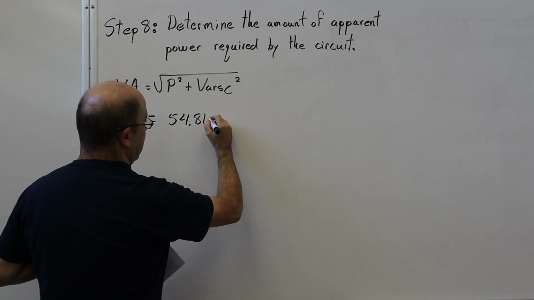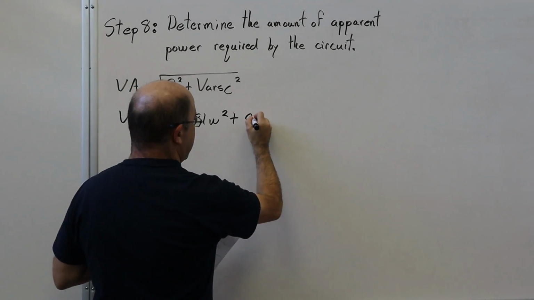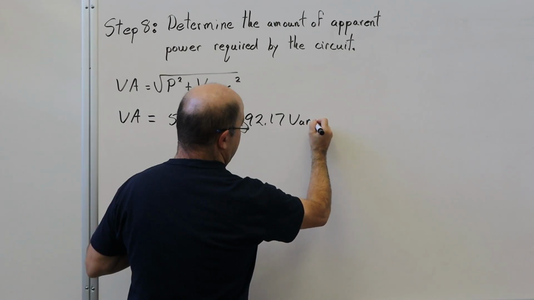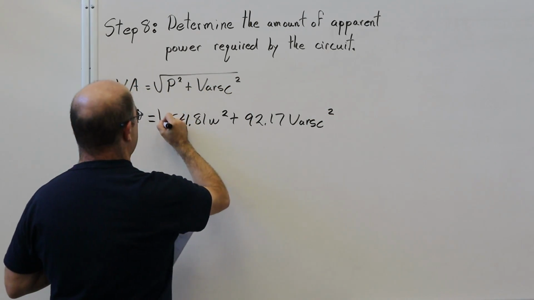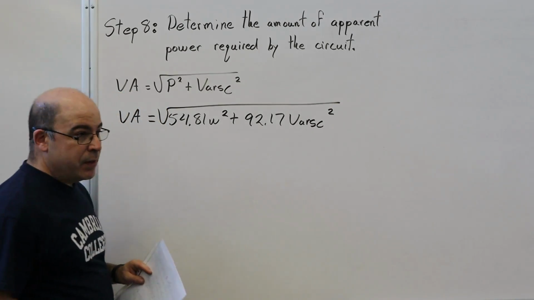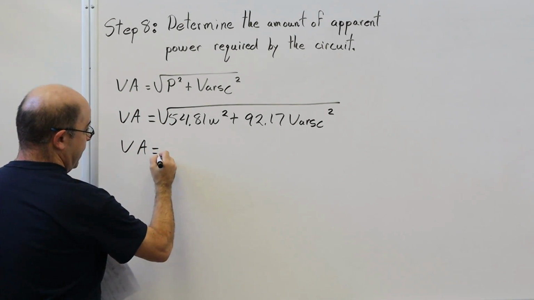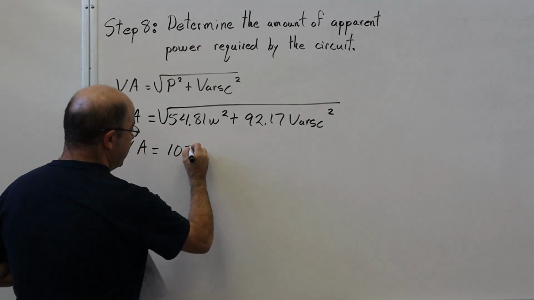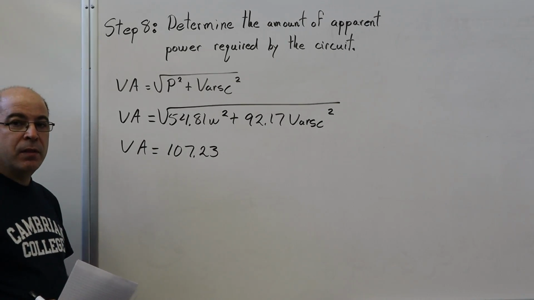54.81 watts squared plus 92.17 vars C squared, square root, and as a result, punching this into a calculator, you should be getting 107.23 volt amps, VA.